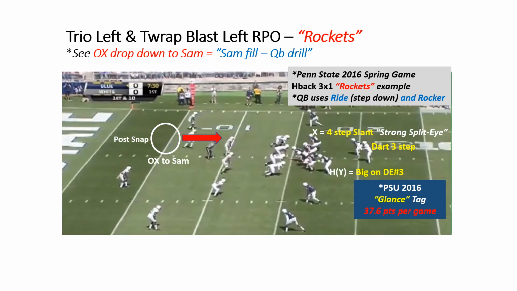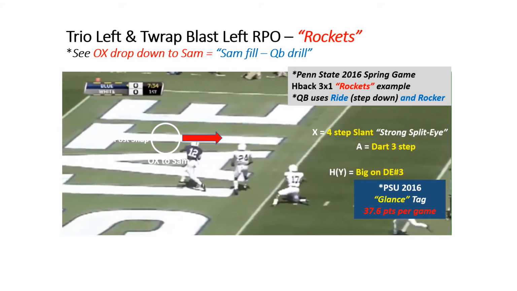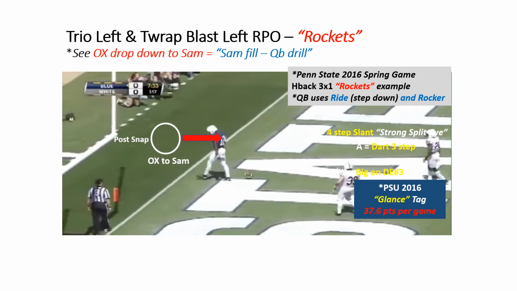Again, you'll see the ox come down. He becomes a Sam. There's your rocker. Glance route, 6 steps, skinny slant, touchdown.